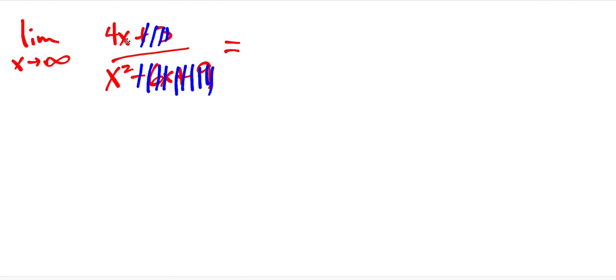I'm not going to cross off 4x because it's the highest degree in the numerator. The whole point of a fraction means that we're comparing two parts. So I'm going to focus on 4x over x squared. And then I'm going to plug infinity in. So I've got 4 infinity over infinity squared.